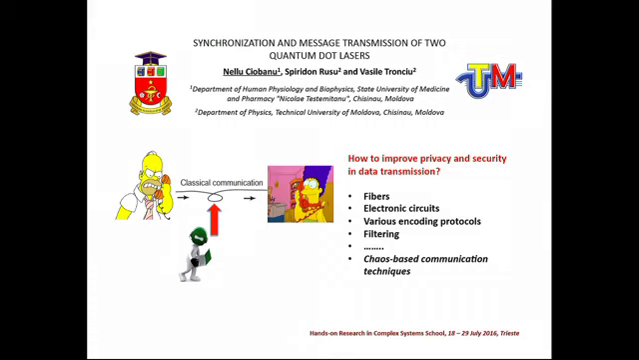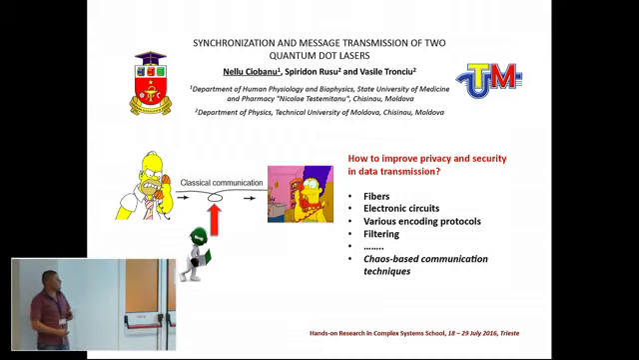Okay. Well, this work was done in collaboration with my colleagues from the Technical University of Moldova, Spiridon Rusu and Vasile Tronciu. The transmission of information and communication play an important role nowadays. For example, Bob wants to transmit information to Alice. One hacker can connect to the connection and extract the information. The main question that appears in the transmission of information is how to improve privacy and security in data transmission.